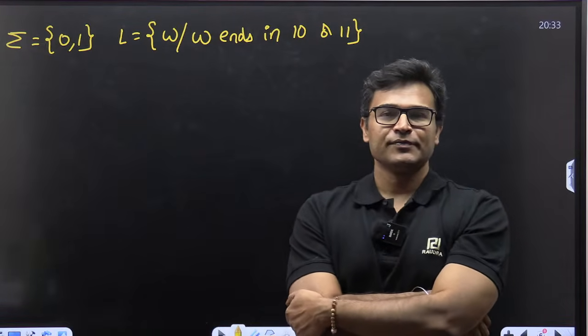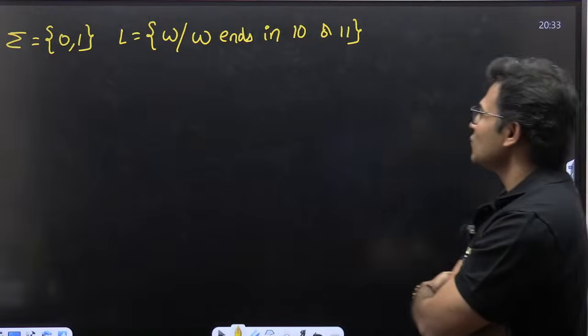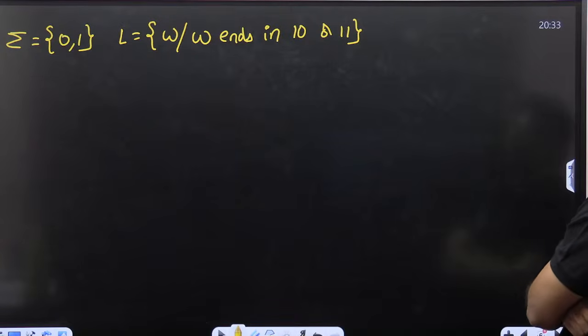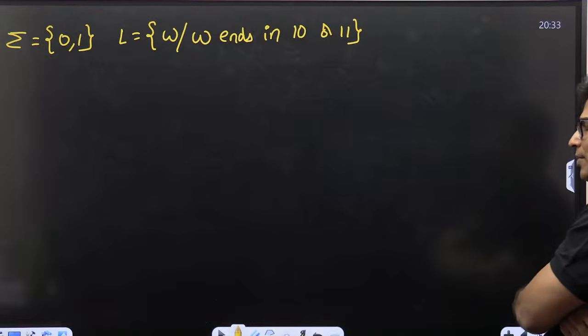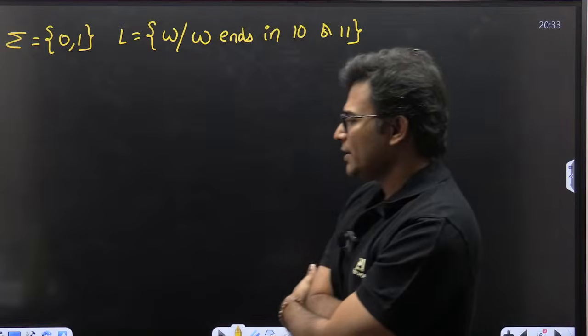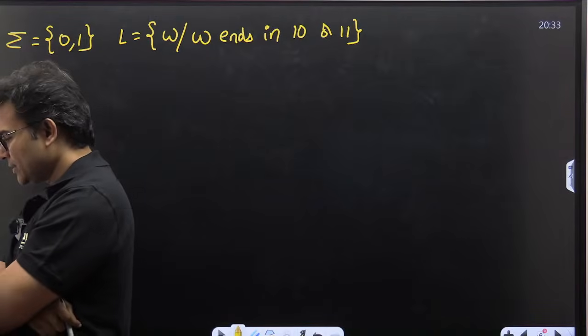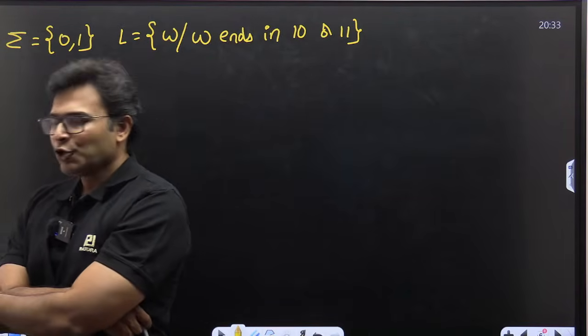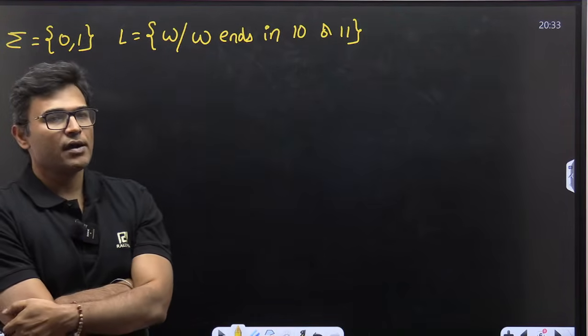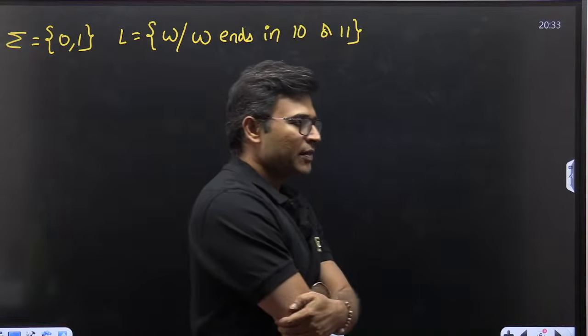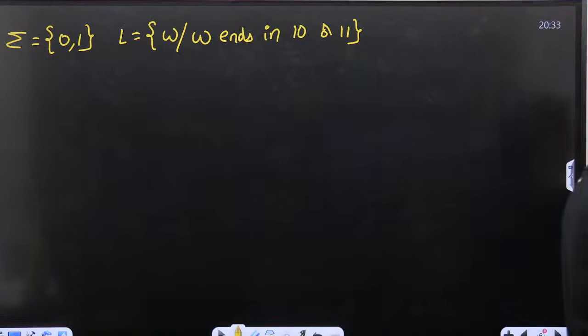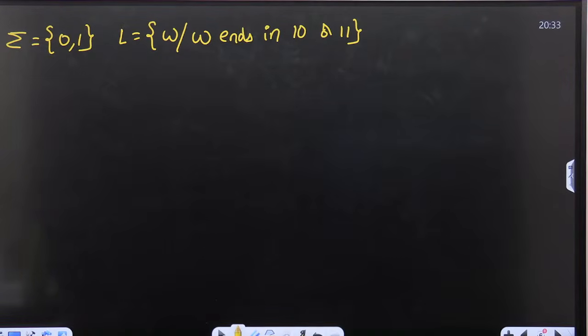Ending with 10 or 11 is the same as ending with AB or BA, but 11 is common in both of them. So you have to be a little careful there. Give me the regular expression, the minimal NFA and the minimal DFA.